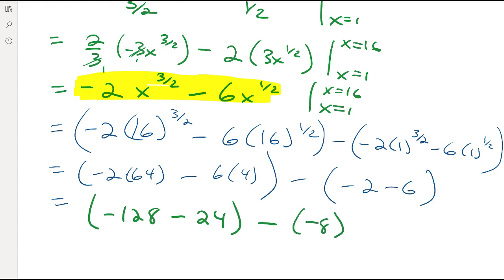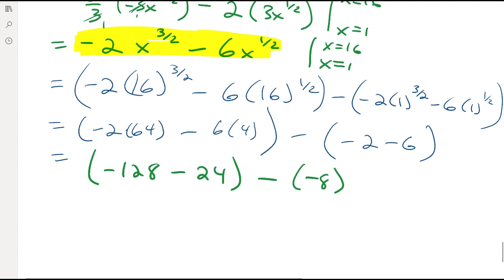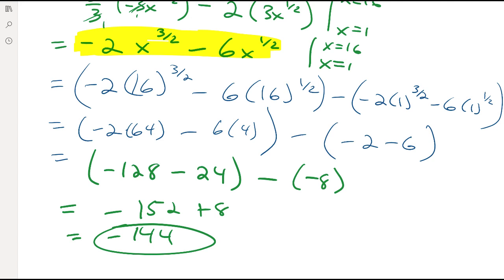Let's see, -128 minus 24 is a -152. Minus a -8 is +8, so the final answer is a -144. Once again, double check my arithmetic. I'm confident in the calculus.